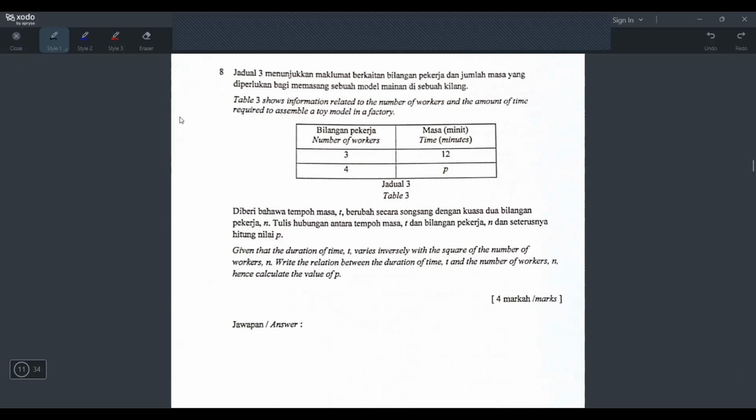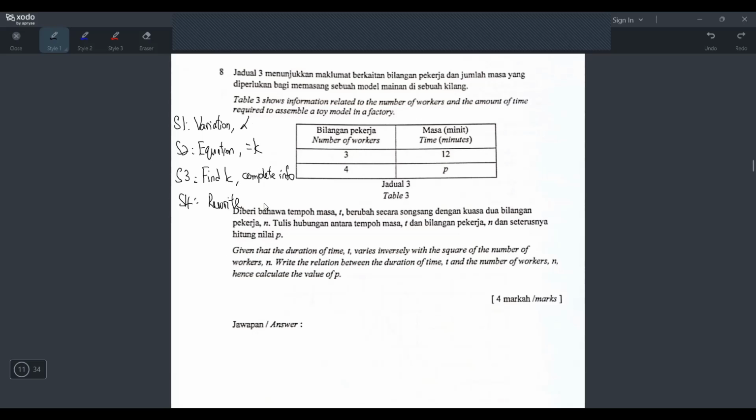So how to do a variation question? Step 1 is to write the variation, using this symbol. Step 2 is to change to an equation. When you change to the equation, you change this symbol to the equal symbol, but you have to add k, and then the k has to be multiplied with whatever is at the back. Step 3 is to find k. How to find k? You have to substitute in the complete information. Okay, later I'll show you. Step 4 is to rewrite. And then step 5 is to check what the question wants.